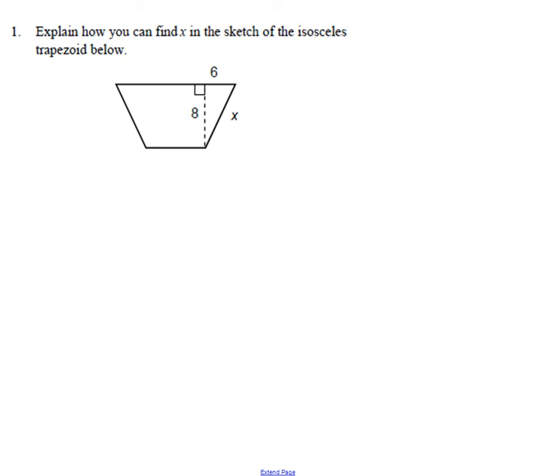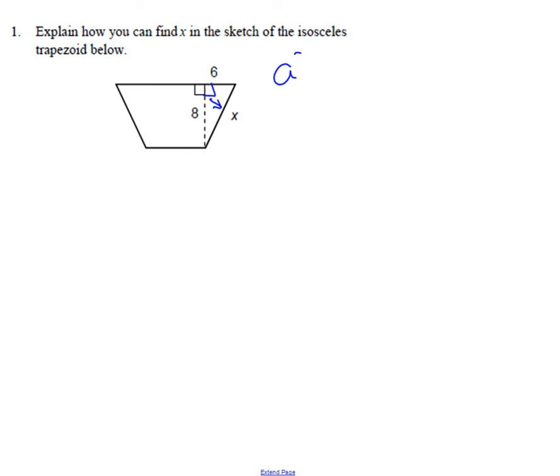Number 1 on the back, or the front, if you're a backwards kind of person. How can you find x in the trapezoid below? So if you did a written explanation, that's fine, but I'm going to do the math explanation because that's all I know. If there's a right angle on the left side, what does that mean there is on the right side? Okay, and now what do we have? A right triangle. What does x represent?